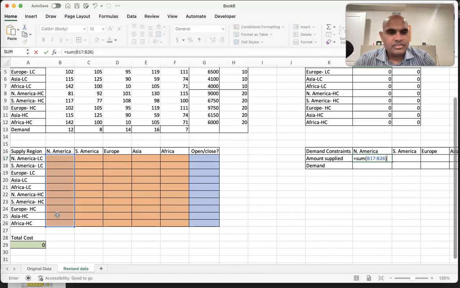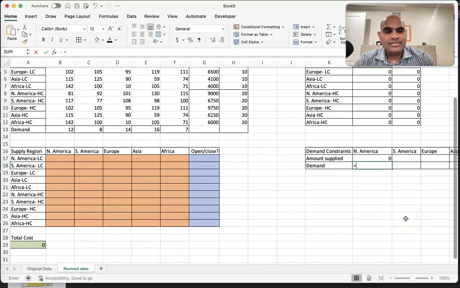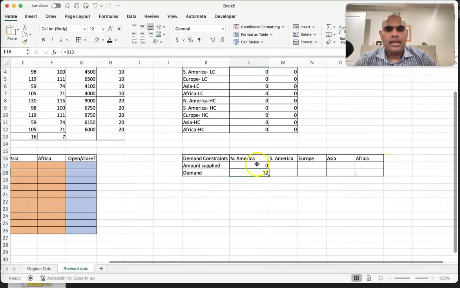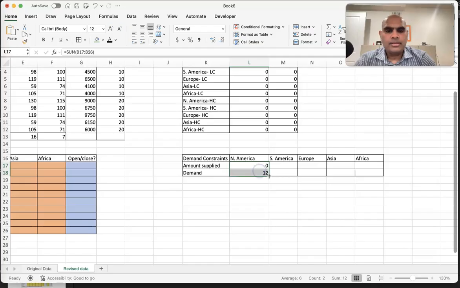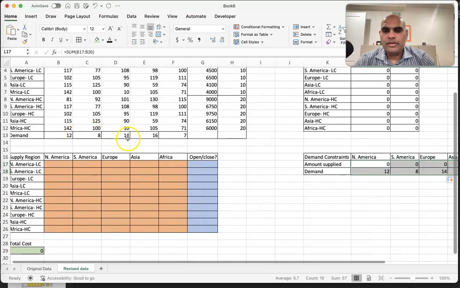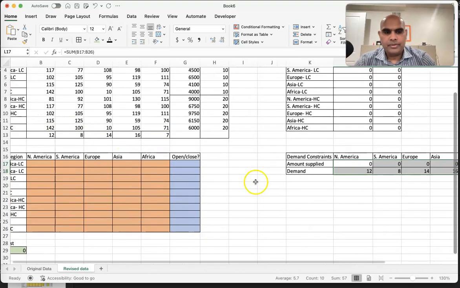And the demand constraint says that the sum of all of these numbers has to be exactly equal to the demand of this region. And the demand is 12 million units, right? Right there. So the total of all the supply coming in has to be exactly equal to 12. And again, because I wrote my formula correctly, I can just copy this whole thing over, and my formulas will work. 12, 8, 14, 16, and 7. 12, 8, 14, 16, and 7, right?